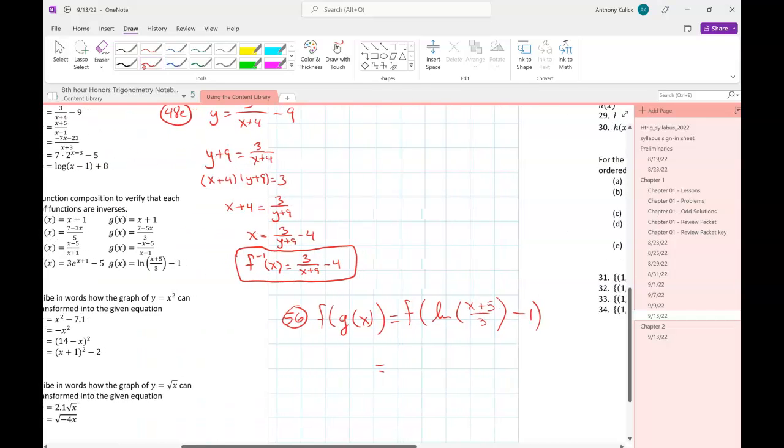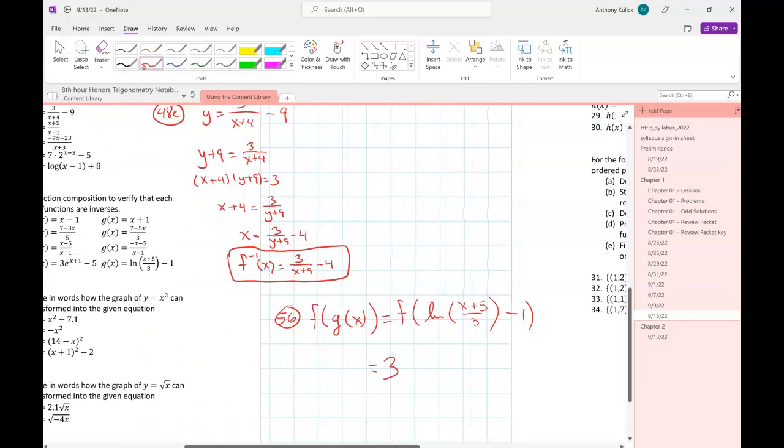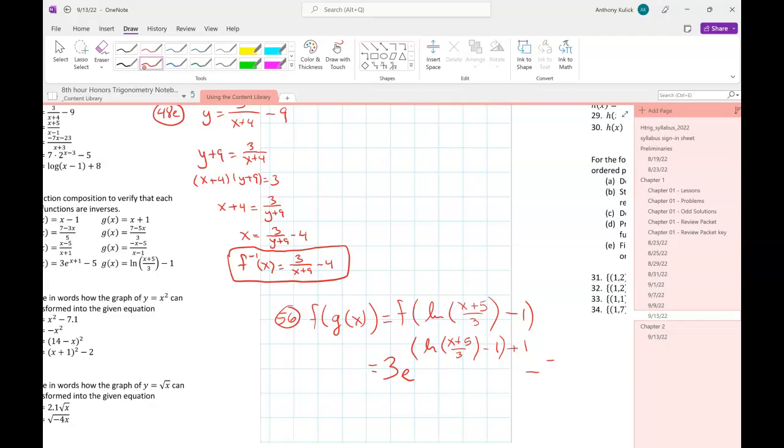What do we got here? Okay, so 3e, and then in place of the x, I'm going to write the natural log of x plus 5 over 3, minus 1. And then I have the plus 1. And then the minus 5 is down here. Does that all look okay to you?